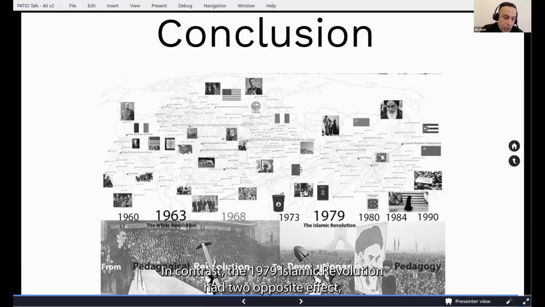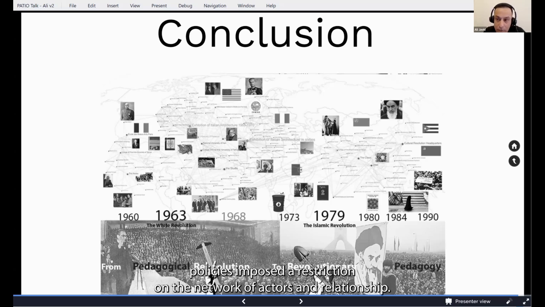In contrast, the 1979 Islamic Revolution had the opposite effect, leading to the contraction of the network. The revolutionaries and the Islamic Republic, due to the anti-development approach, opposition to Western modernization, and anti-Western policies, imposed restrictions on the network of actors and relationships. As an example, the Cultural Revolution also purged individuals, including revolutionaries themselves, to create a unified, homogeneous, and controlled network in architectural pedagogy. Thank you.